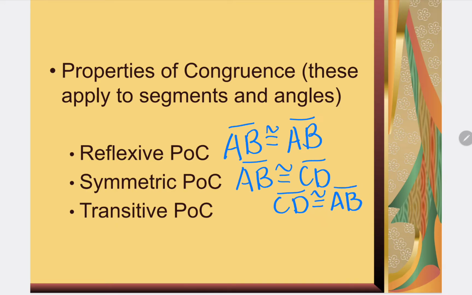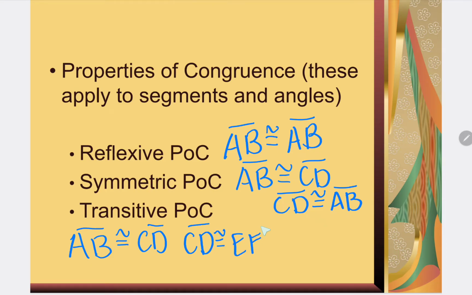This will just help you get to the correct final statements in your proof. And finally, the transitive property of congruence says if AB is congruent to CD, and CD is in turn congruent to another segment, EF, then AB would be congruent to EF. So those are our properties of congruence, and we can rewrite these with angles as well.